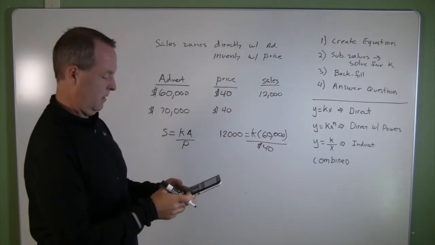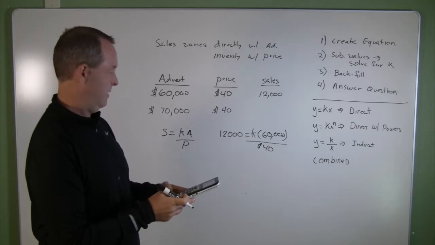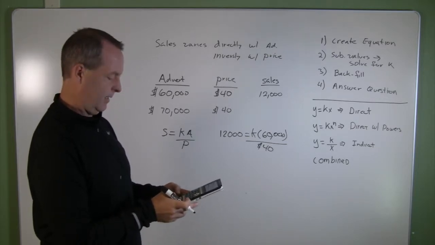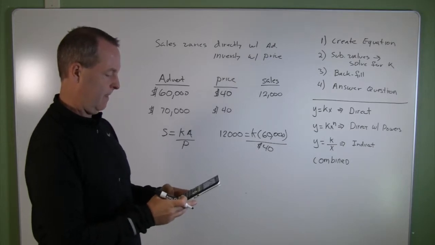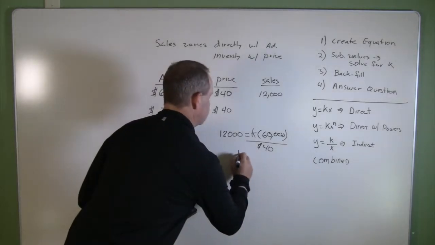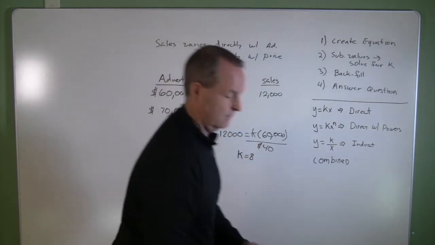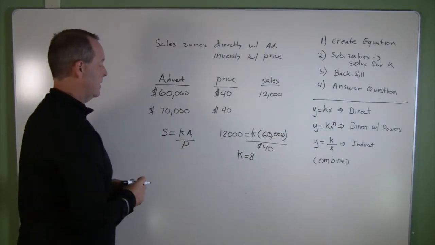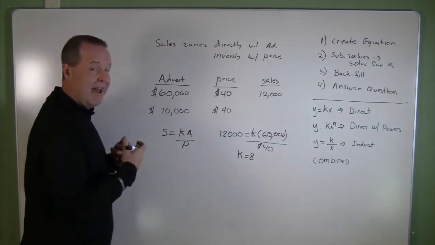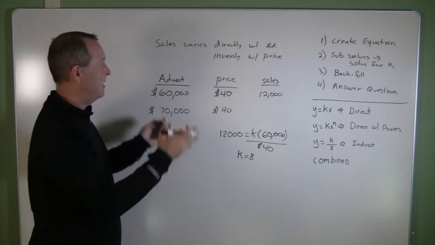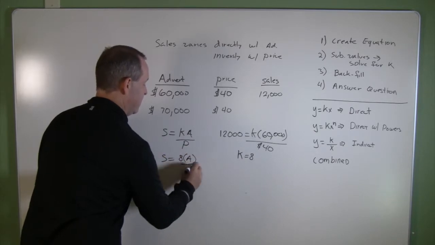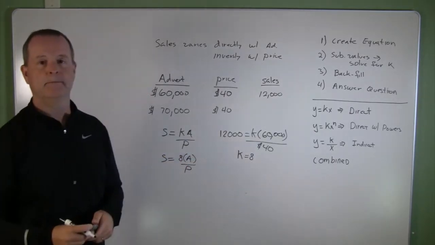Solving that, 12,000 times 40 divided by 60,000. Found my constant of proportionality is 8. So that allows me to now better define the relationship of this particular model. Sales varies directly as 8 times its advertising budget divided by its price.